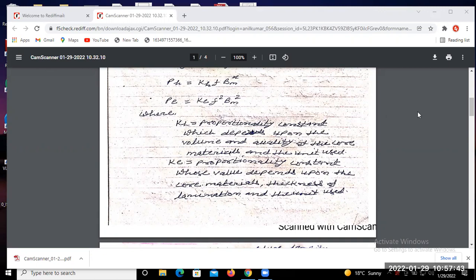So K_H f V^x divided by 4.44 f... maximum flux density, equal to what will it become? 4.44 times frequency into number of turns into area, to the power x. Yes, sir. So what will it become? 4.44 is a constant, okay?